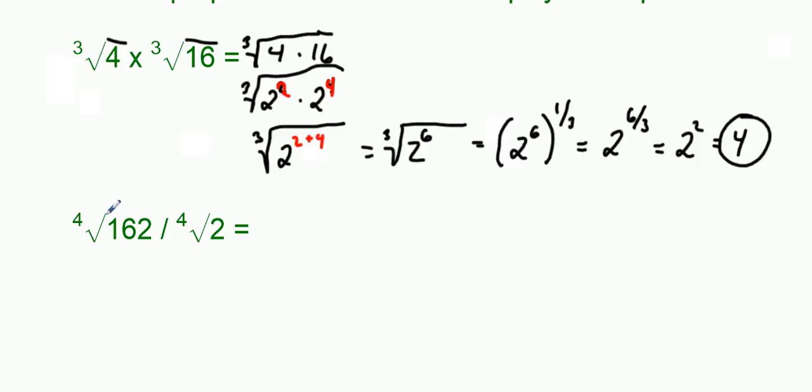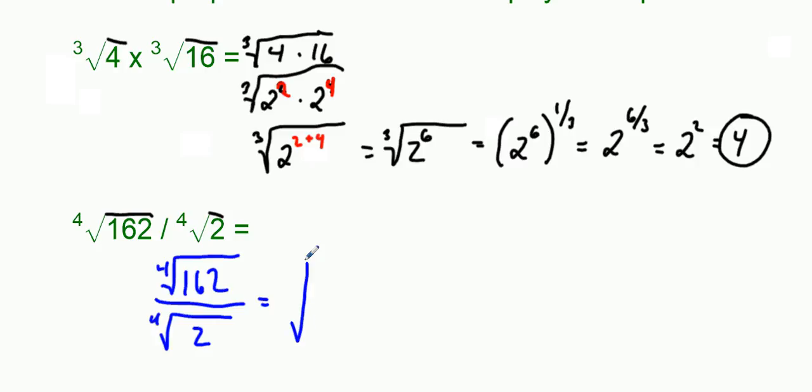This is where we have the 4th root, and we're dividing. When you divide this, we're going to have the 4th root of 162 divided by the 4th root of 2. Because division is essentially the same thing as multiplication, we can combine this into one division symbol: 162 divided by 2.